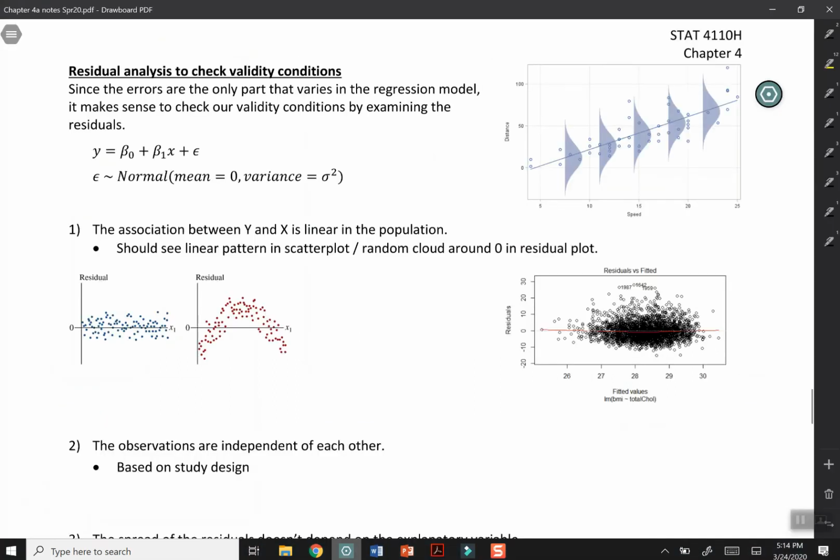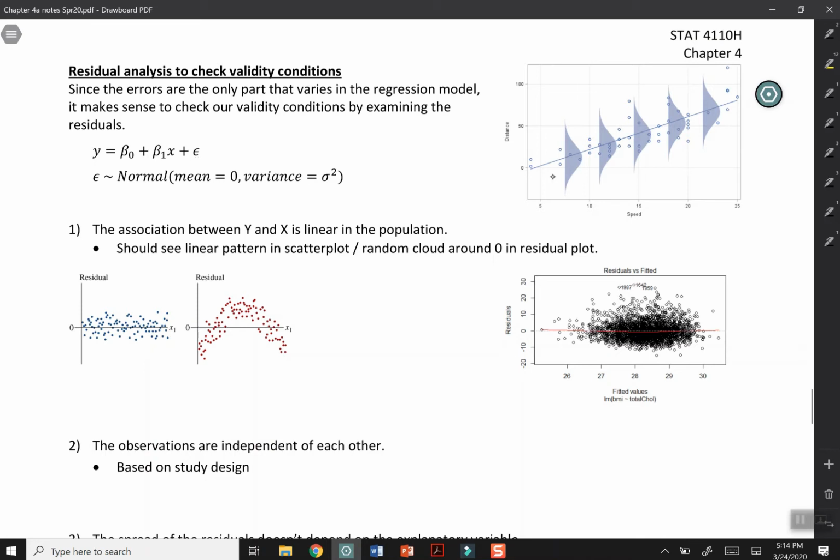All right, so the next page of notes is about checking the validity conditions. If we look at the way the regression equation is written, here it's written in terms of the betas, so these are the population values. Basically, you have the assumption that the betas are fixed, right? That you have one population intercept and one population slope, and that the only thing that varies is the residuals.